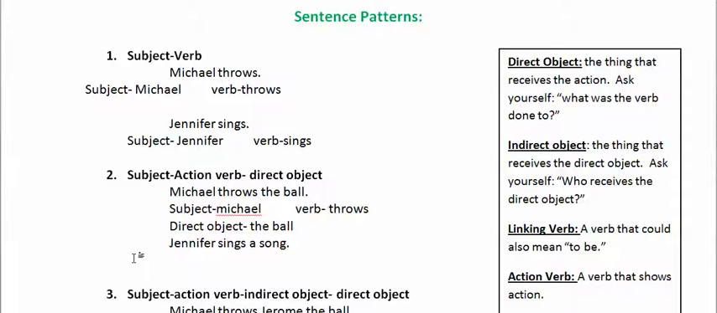Jennifer sings a song. Just like last time, Jennifer is the subject. You guys should all be writing this down along with me now. Sings is the verb. And then the song is the direct object because it is what is having the action done to it.